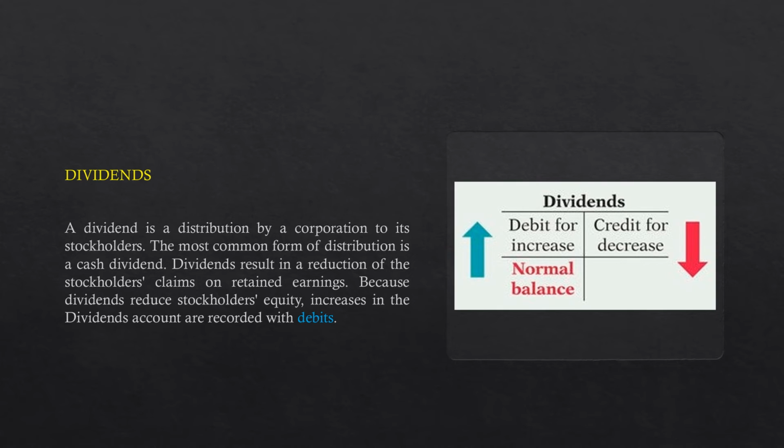Then dividends, right? A dividend is a distribution by a corporation to its stockholders. The most common form of distribution is cash dividends. Dividends result in a reduction of stockholders' claim on retained earnings. Because dividends reduce stockholders' equity, increases in the dividends account are recorded with a debit.